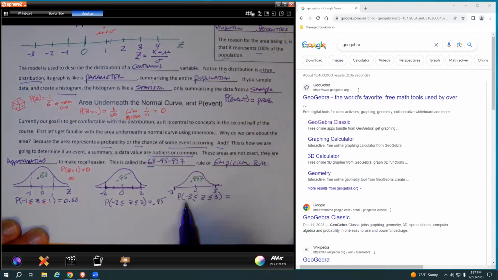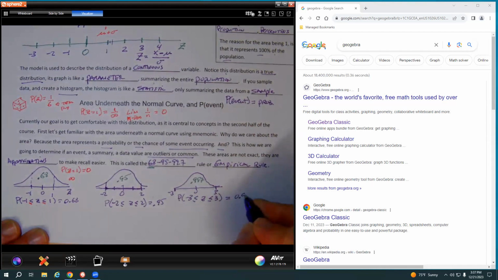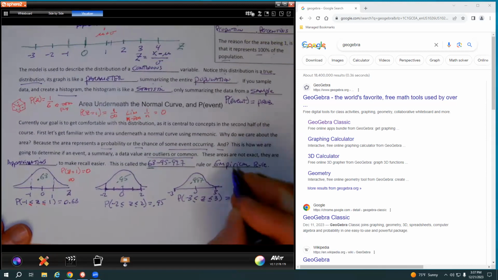So again, what's the chance of getting a value between -3 and 3? The answer is 0.997. Again, nearly 100%. But I can never get 100%. I can just keep going and adding more nines there, but I can never get the number 1 to appear. So definitely what you want to do is memorize these three. Memorize, please.